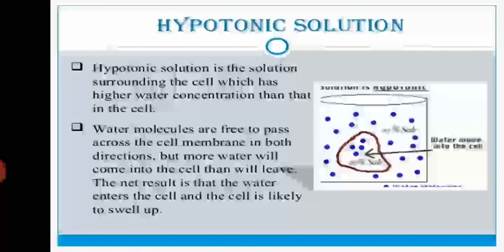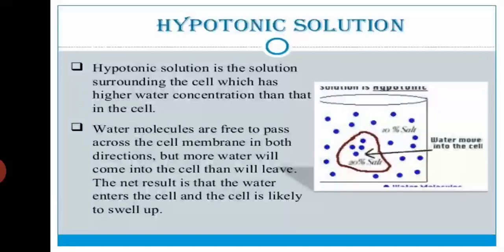In that case, the water moves from outside the cell to the inside of the cell, as a result of which the cell swells up and increases in volume. The cytoplasm moves towards the cell wall. Here water molecules are free to pass across the cell membrane in both directions, but more water will come into the cell than will leave. The net result is that the water enters the cell and the cell is likely to swell up.